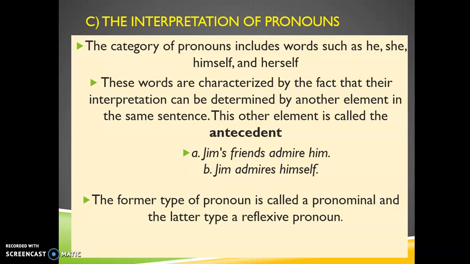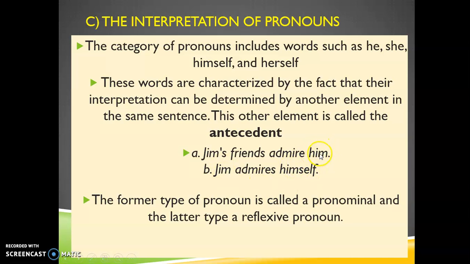Okay, another idea is the interpretation of pronouns. The category of pronouns includes words such as he, she, himself, and herself. These words are characterized by the fact that their interpretation can be determined by another element in the same sentence. This other element is called the antecedent. So we have: Jim's friends admire him, and Jim admires himself. The former type of pronoun is called pronominal, him, and the latter type is a reflexive pronoun.